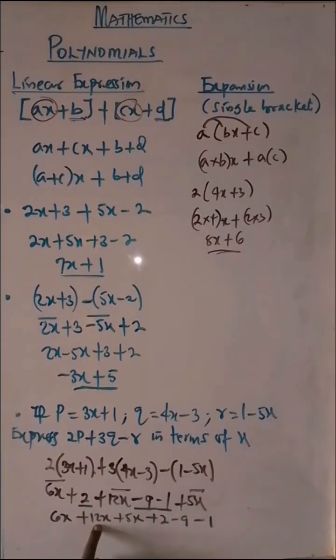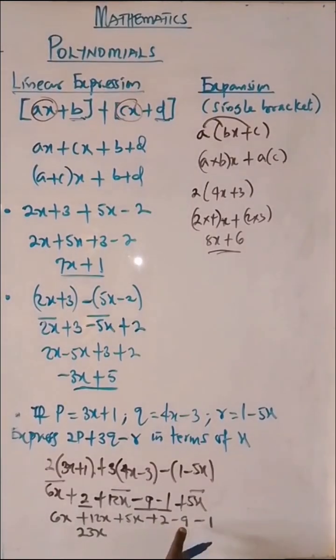6x plus 12x will give us 18x. 18 plus 5 will give us 23x. So this is 23x. 2 minus 9 is what? Minus 7. Then minus 1 again. This alone is minus 7, then you have another minus 1 here. Minus 7 minus 1 is what? We are adding 7 plus 1 is 8. Then you put minus there. Minus 8. So the final answer is what? 23x minus 8.